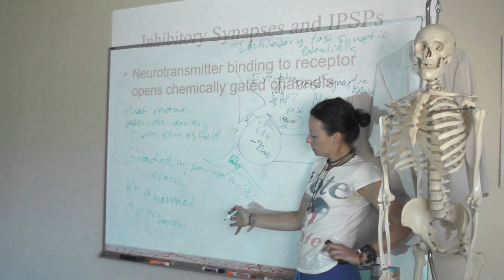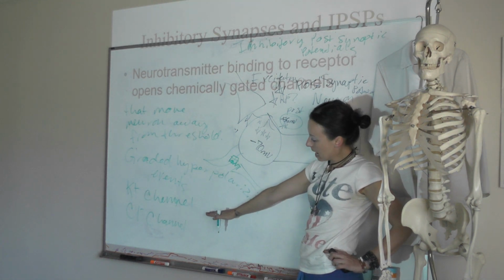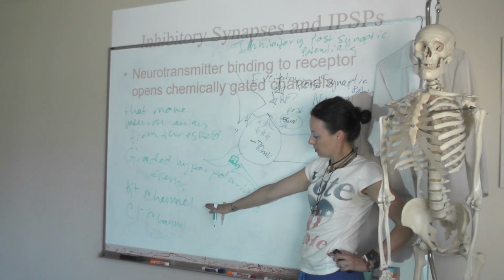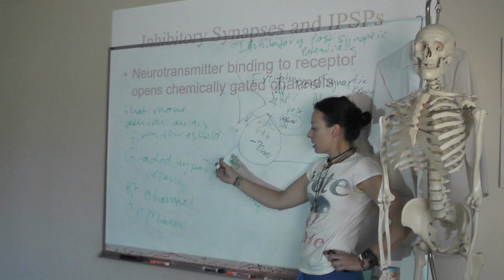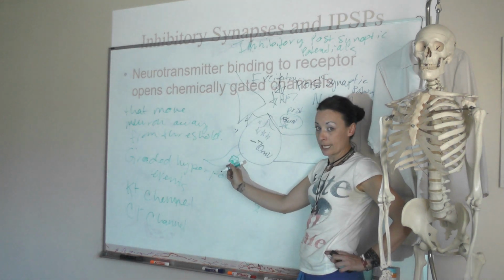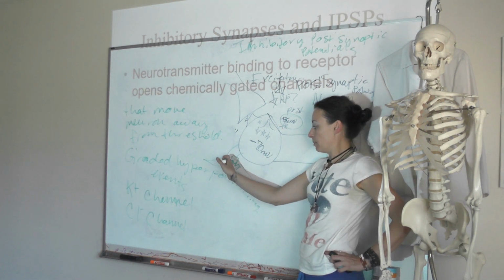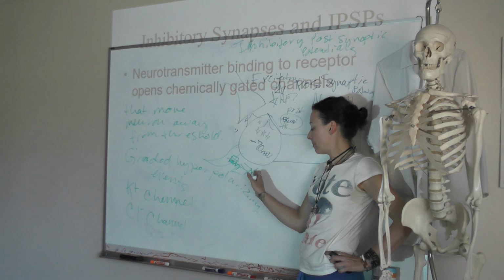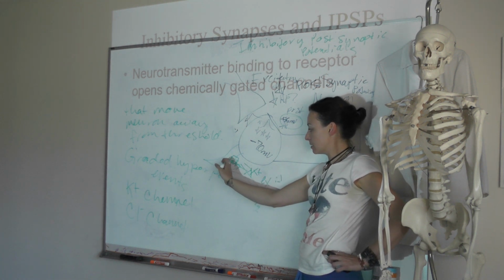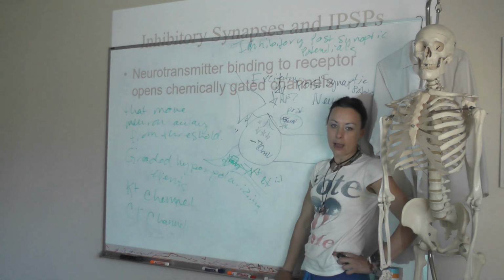So why would these types of channels do that? Why would they make us more negative? What way does potassium flow through a channel? It's a positively charged ion. So when we open a chemically gated, ligand-gated, neurotransmitter-gated potassium channel, what way does potassium move? It moves out, right? So we've got positive charge exiting, and it moves out because potassium is higher inside the cell than out. Where's chloride ion higher?